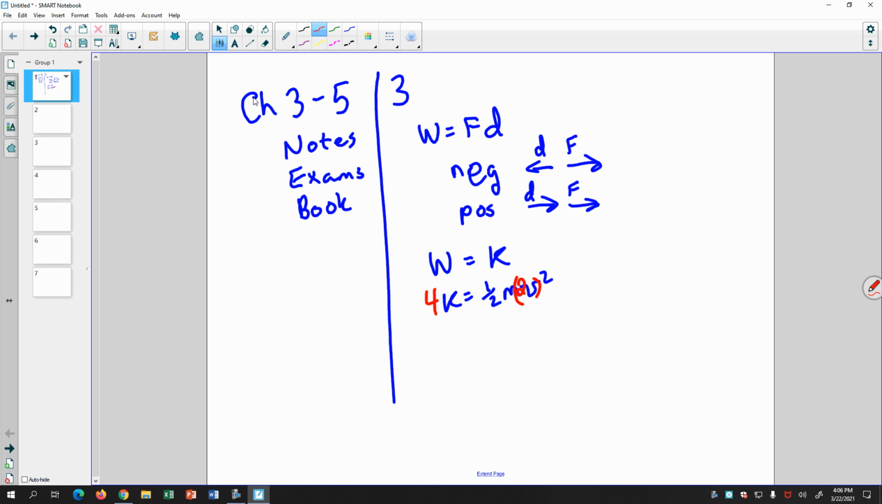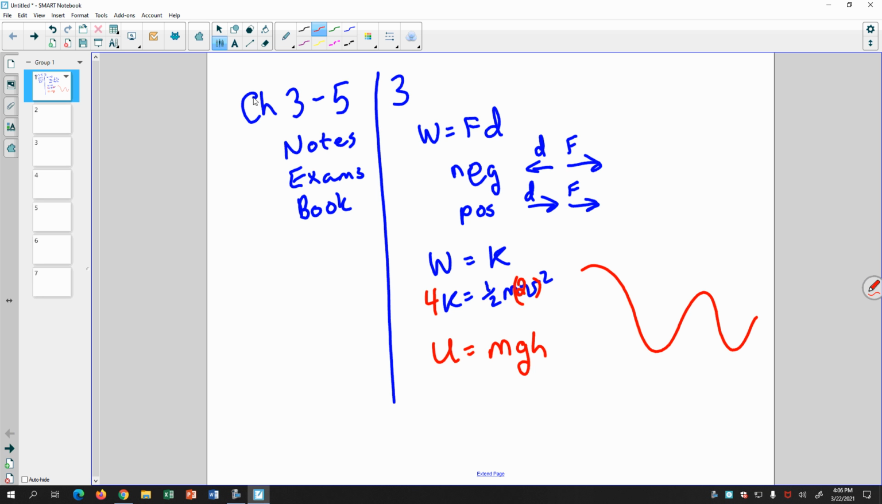We talked about potential energy as well. Potential energy is equal to m times g times h. And we talked about conservation of energy. So you can bet that you're going to have a problem where I give you a roller coaster like this, and I ask you, where is the speed fastest or slowest?